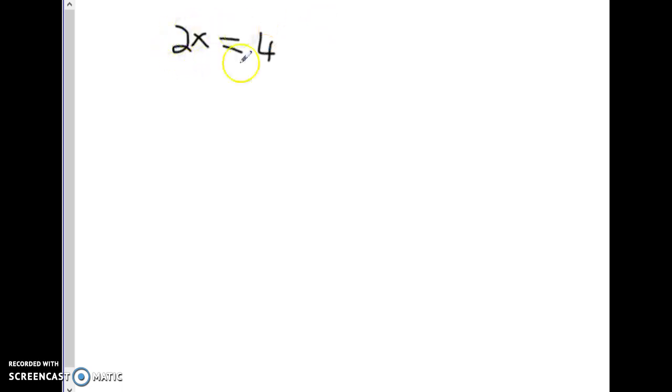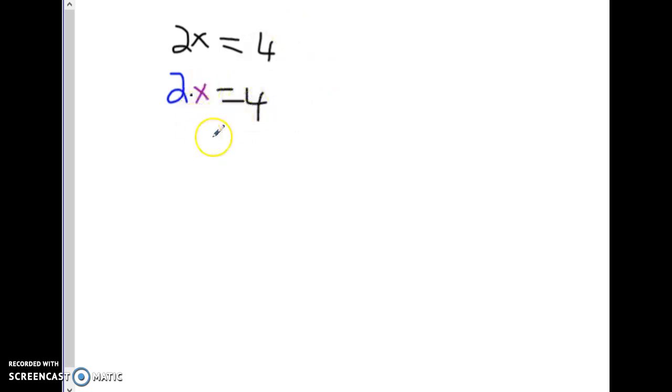Okay, well, I'm going to color code it. I'm going to make my 2 blue, and I'm going to make my x purple, and I'm going to keep the rest black. Alright, so now we know we've got a 2 and we've got an x. What is happening with this 2 and x is that they're being multiplied together. That's how they're together. 2 times x equals 2x.